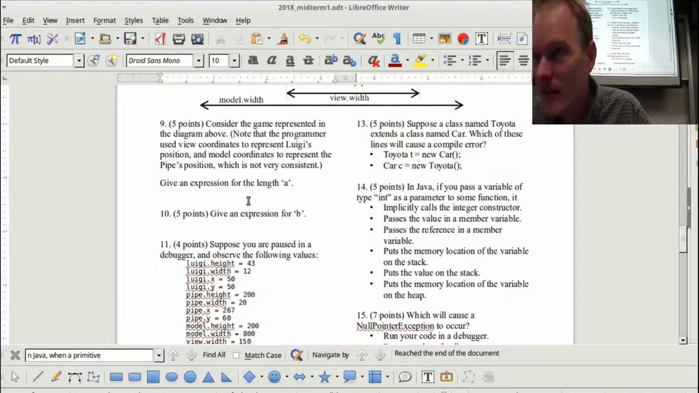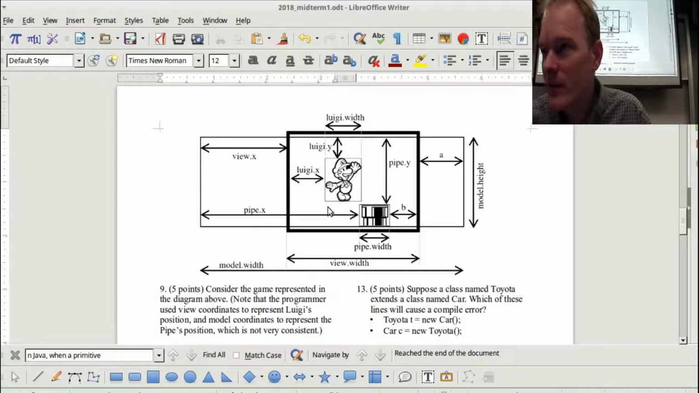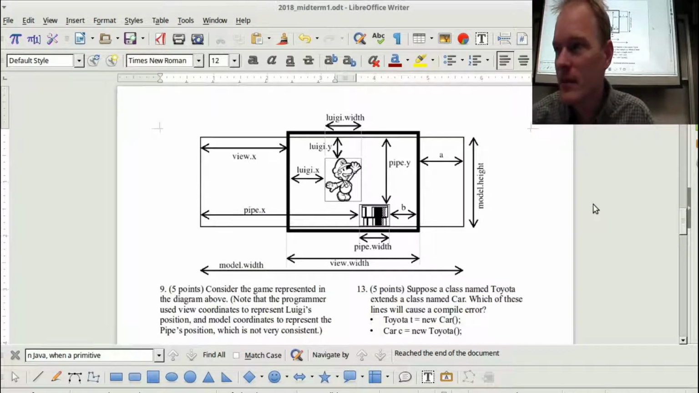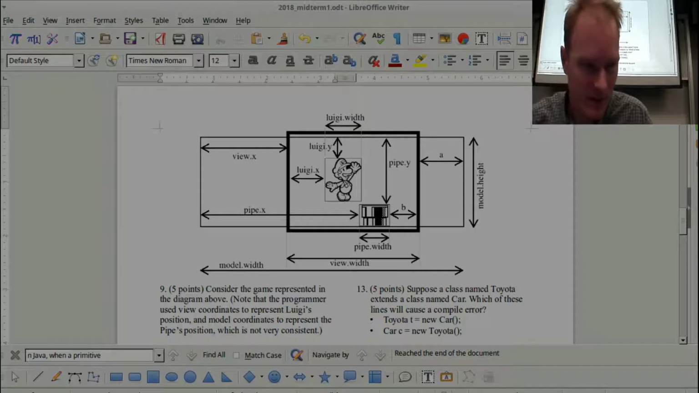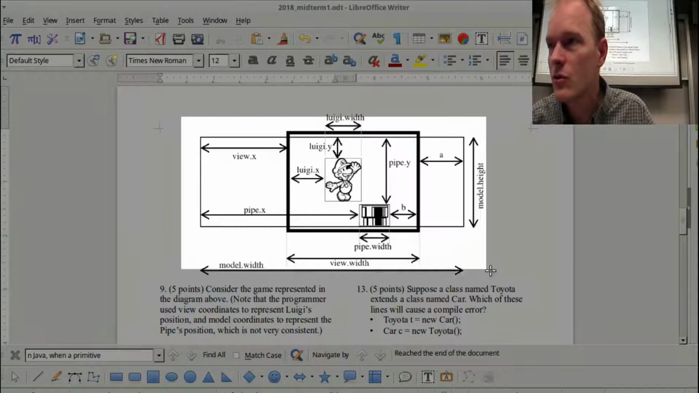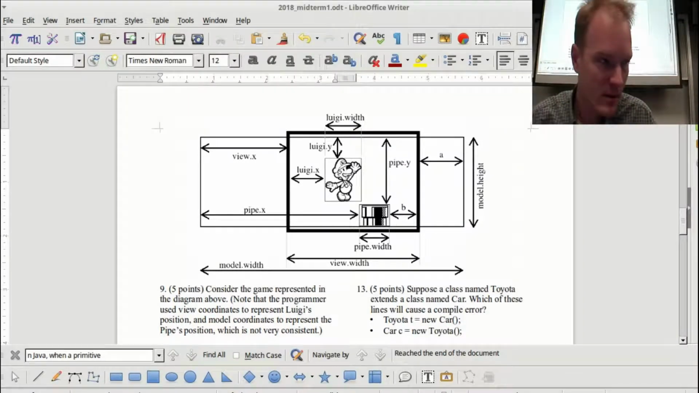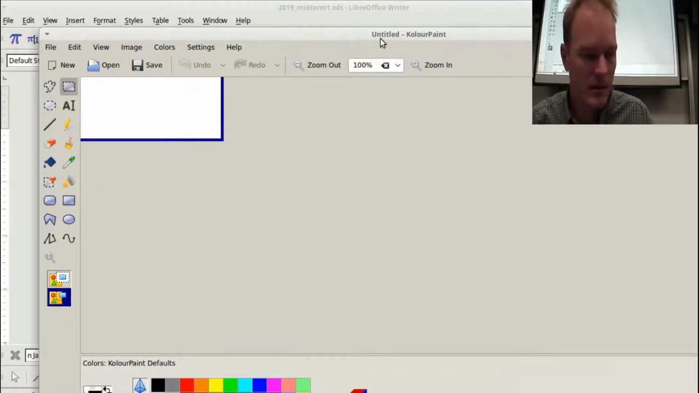Here's the game. Give an expression for the length of A. Basically, we've got to figure out how long that is. It's going to be the model width, this big long arrow here, minus this whole thing and that whole thing, right? Basically, in fact, how about I screenshot this so I can clipboard, open this thing, paste.